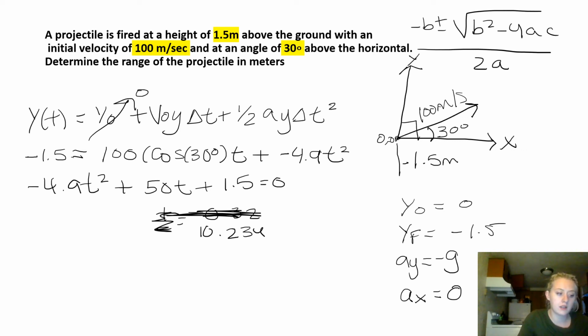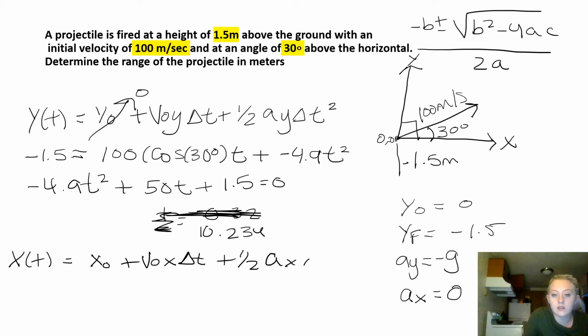So we just need to plug it into our x of t. So let's use another kinematic equation: x of t equals x initial plus v0x times t plus 1/2 ax times t squared. If you noticed right away, ax equals 0, so this whole thing goes to 0. Our x initial is also 0 based on where we set our coordinate system, so that can go to 0.